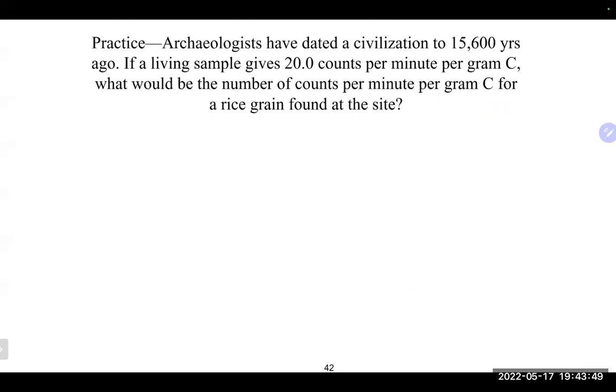All right, let's try another one here. Archaeologists have dated a civilization to be 15,600 years ago. If a living sample gives 20 counts per minute per gram of carbon, what would be the number of counts per minute per gram of carbon of a rice grain that was found at the site? So once again, we are using carbon, which means we are rolling with the same half-life of 5730 years.